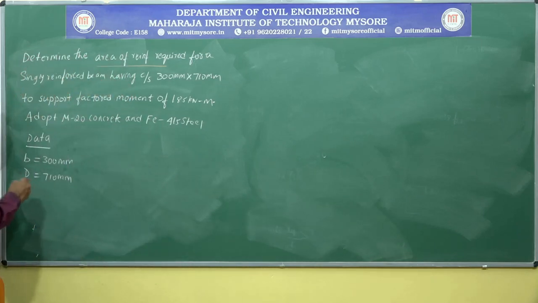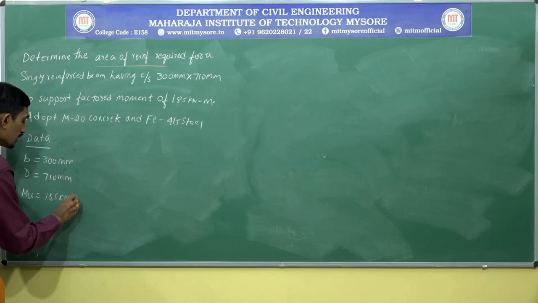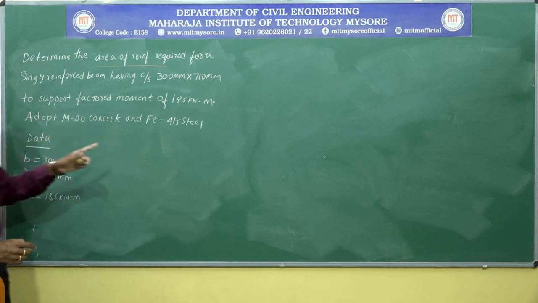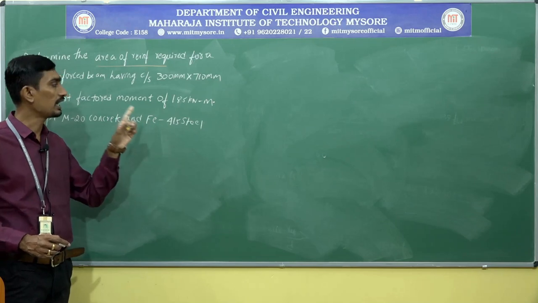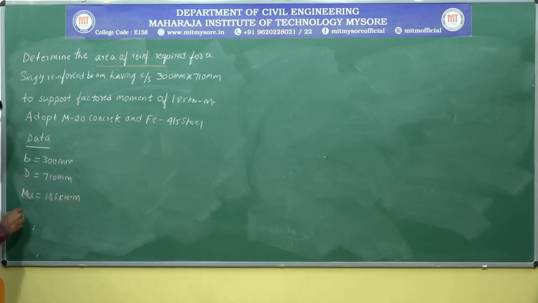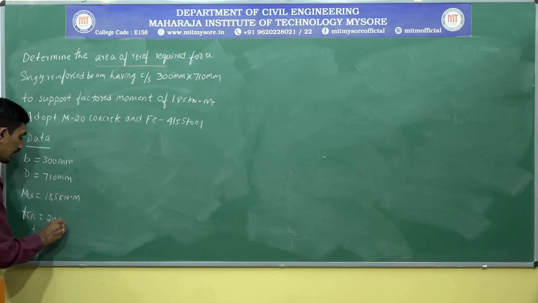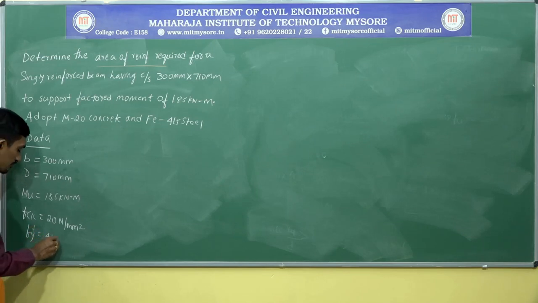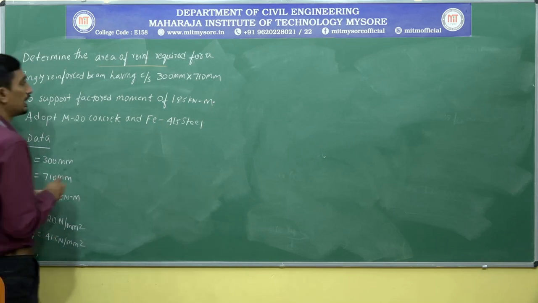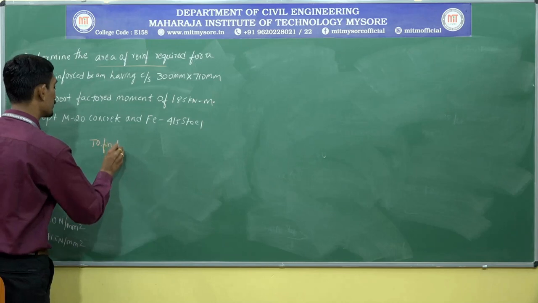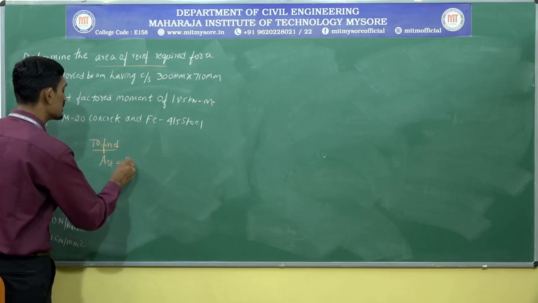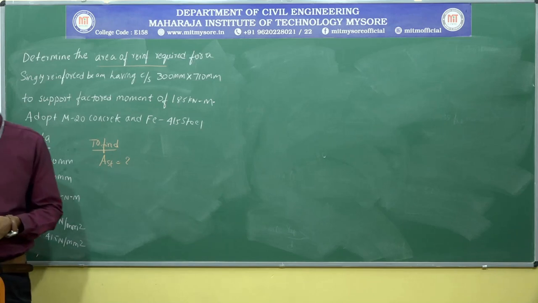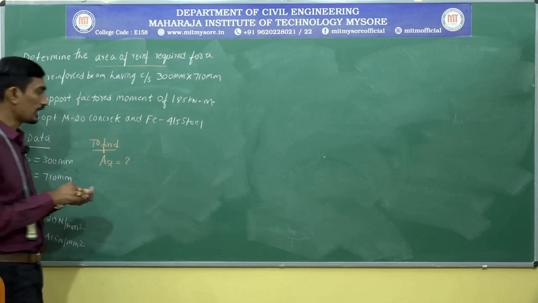Okay. Next, supporting a factored moment of 185 kilonewton meter. Factored moment or ultimate moment, that is 185 kilonewton meter. Next, fck 20 Newton per millimeter square, and then fy 415 Newton per millimeter square. Next, what you need to find? To find is the area of steel. This is the missing data here. Okay. So now you can write down the diagram.